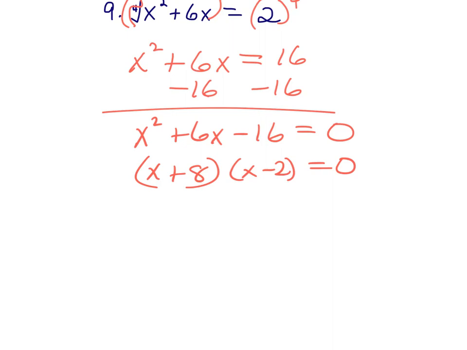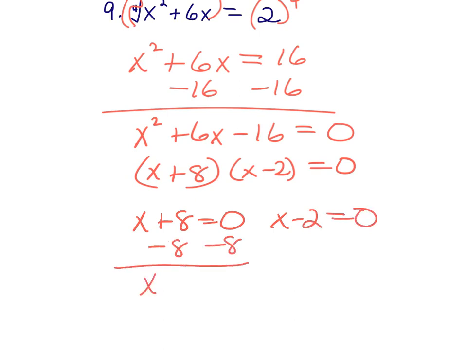Set each of the factors equal to 0. Subtract 8. x equals negative 8. Add the 2. x equals 2. Now this was a 4th root, so I do need to check it.